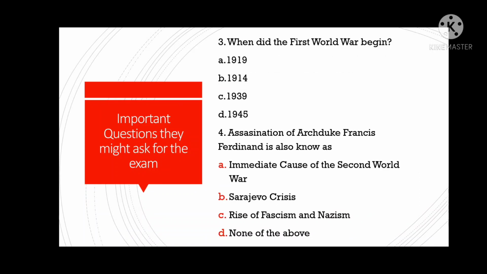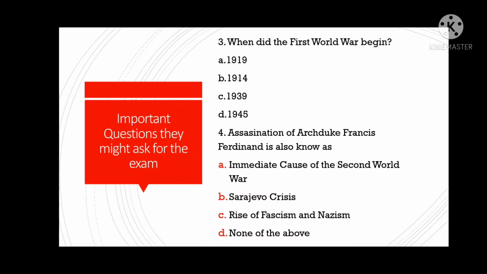Remember. Third type of question they might ask is, when did the First World War begin? We already know, right? I told you we should remember when it began and when it came to an end. We know that it began in 1914, and in 1919 it came to an end. So 1939, 1945, it is about the Second World War. So what is the right answer? The First World War began in 1914. This is the right answer.